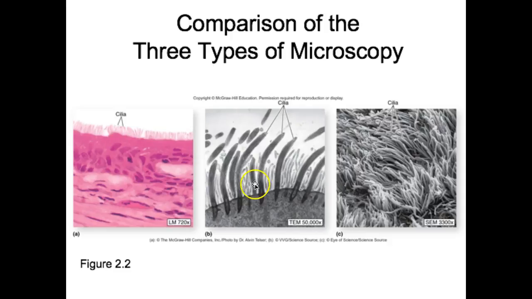It's very impressive. These are all demonstrating cilia at different magnifications. So you can see the vagueness of cilia under the light microscope and the intense magnification that you get with transmission electron microscopy.